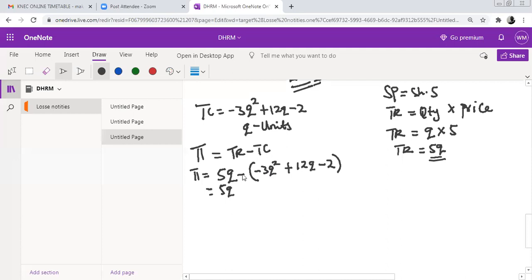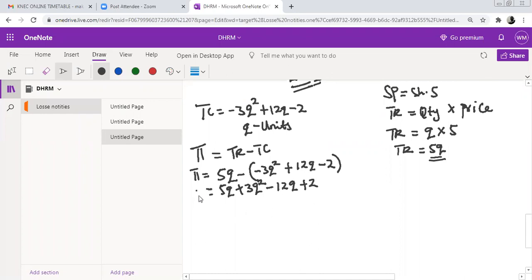If we just put in a minus and we don't put in the bracket, it will indicate that this minus is only minusing 3Q squared. We put it into bracket so that this minus is minusing everything. So negative and negative will be plus, positive 3Q squared. Negative and this positive will be minus 12Q. Negative and this negative will be positive 2.